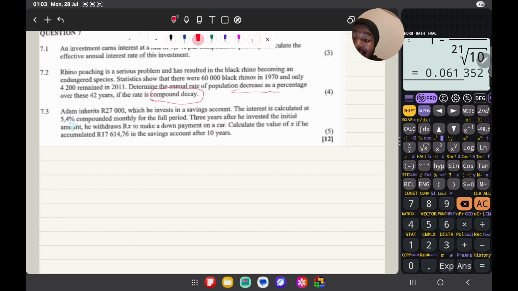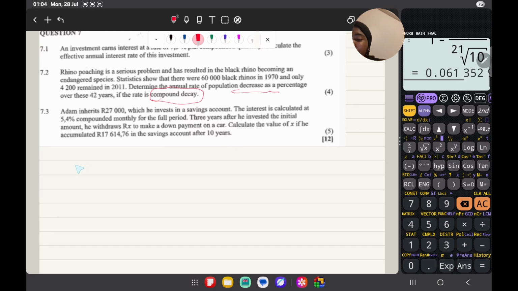They say Adam inherits 27,000, which he invests in a savings account. The interest is calculated at 5.4% compounded monthly for the full period. 3 years after he invested the initial amount, he withdraws X amount to make a down payment on a car. Calculate the value of X if he accumulated this much in the savings account after 10 years.